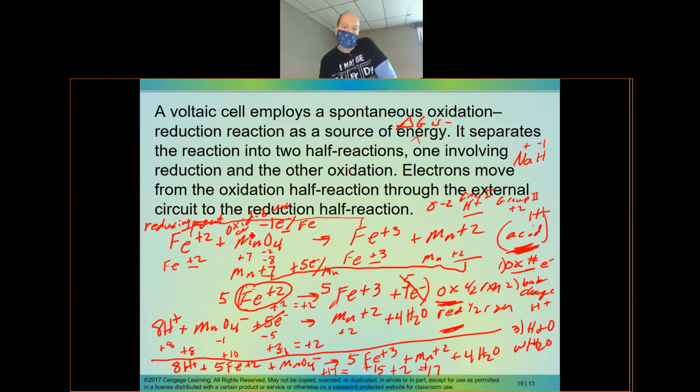Again, why is it called an oxidizing agent? If I had iron plus 2 and I wanted to oxidize it to iron plus 3, I would grab some MnO4 minus, the oxidizing agent. It would oxidize iron plus 2 to iron plus 3.